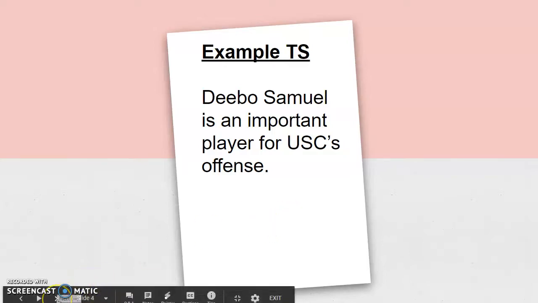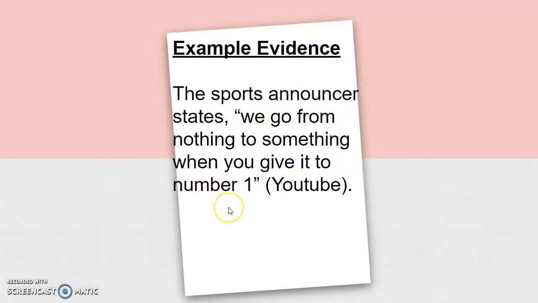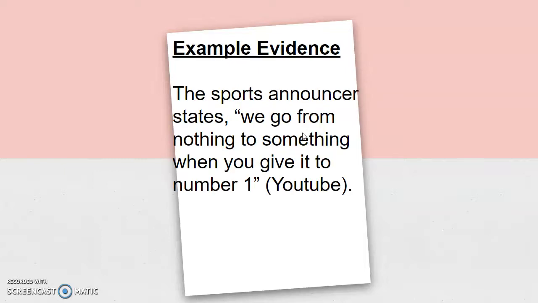So, one of the things that the announcer in the video said, and I've quoted it here, is we go from nothing to something when you give it to number 1. And that's Debo Samuel's jersey number, number 1. So my evidence here is the sports announcer states we go from nothing to something when you give it to number 1. Now notice the things that I did. I introduced the quote. I gave the quote with quotation marks. I put my source in parentheses and my period at the end. And this is my proof that Debo Samuel is an important player for USC's offense.